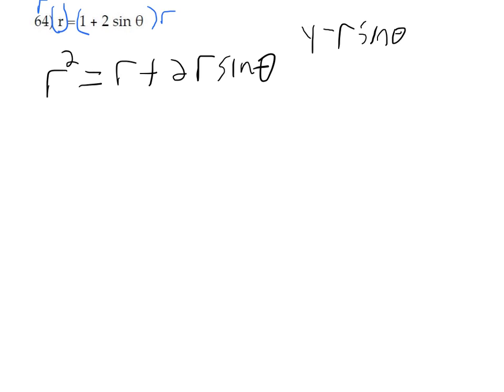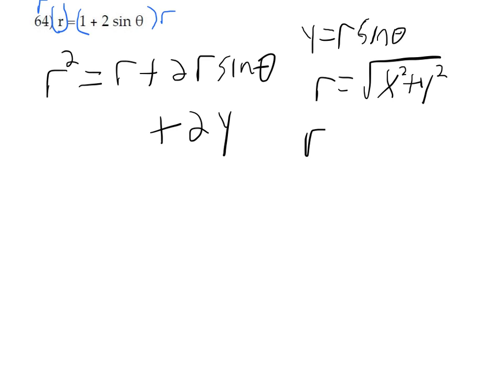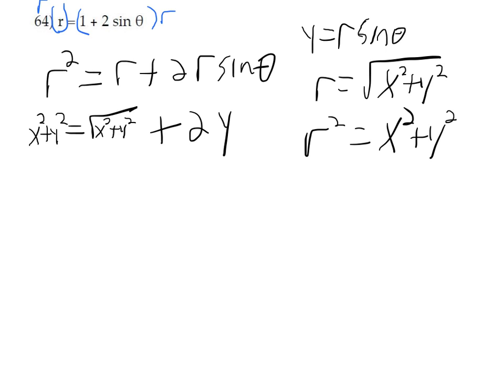y equals r sine theta. So by putting that r in front of the sine theta, this piece turns into just y. So we have plus 2y. Now r is the square root of x squared plus y squared, and r squared is x squared plus y squared. So we have x squared plus y squared equals r, the square root of x squared plus y squared, plus 2y.